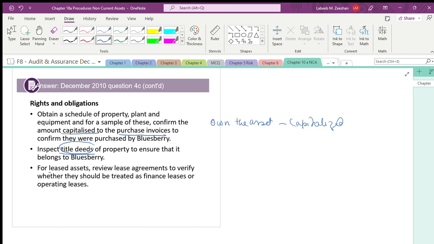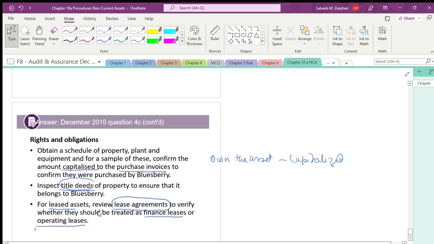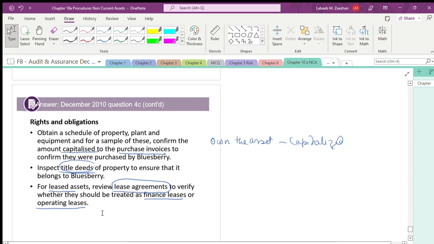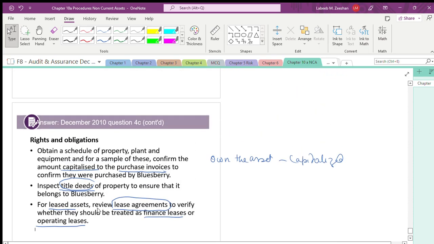For any leased assets, what you have to do? You have to get the lease agreements, whether it is a finance lease or an operating lease. Understand, this is a complete package of non-current assets. Focus on this.